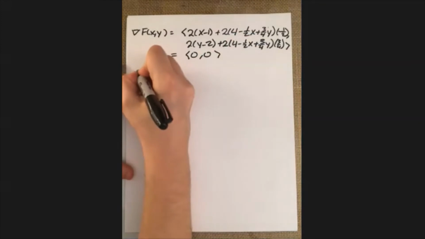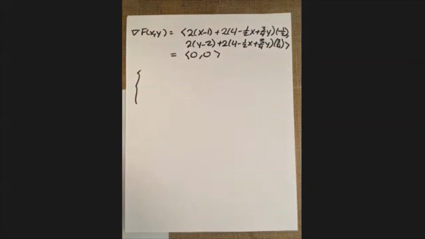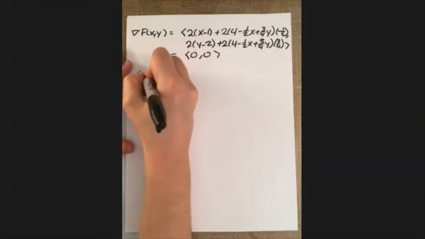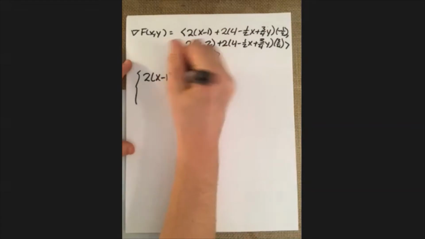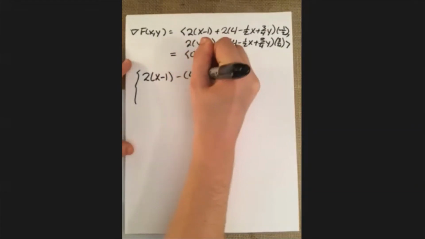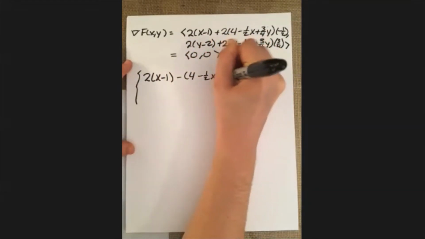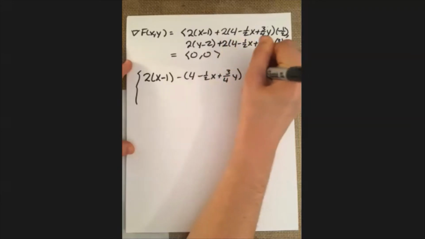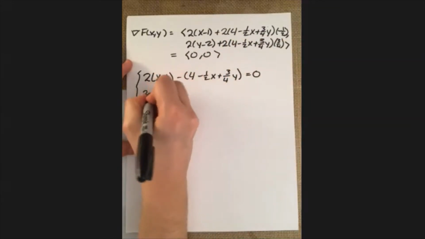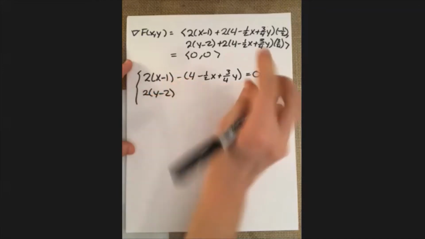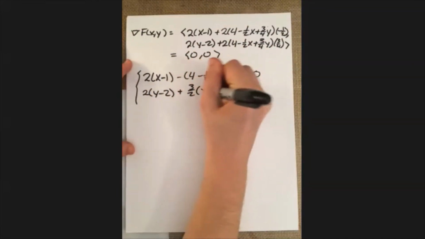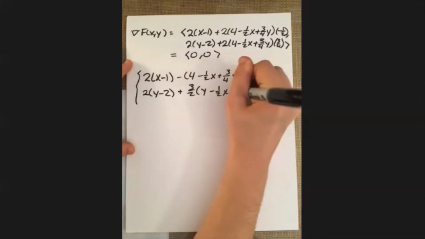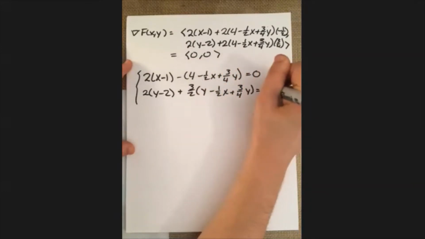So we're going to wind up with a little system of equations, not like we do in Lagrange multipliers. This is just going to have two equations, two unknowns. It's that 2x minus 1, and then here we get minus 4 minus 1/2 x plus 3/4 y. That's all equal to 0. And then we have 2 times y minus 2 plus, and then if we simplify this, it's 3/2 y minus 1/2 x plus 3/4 y equal to 0.